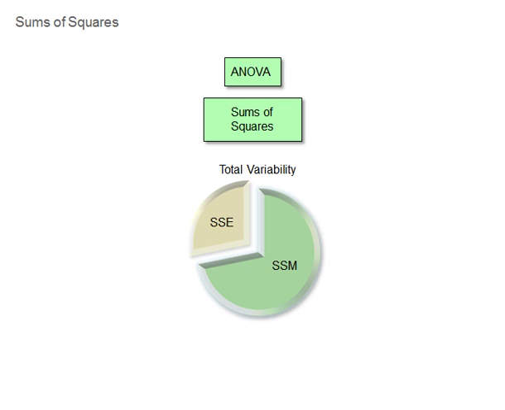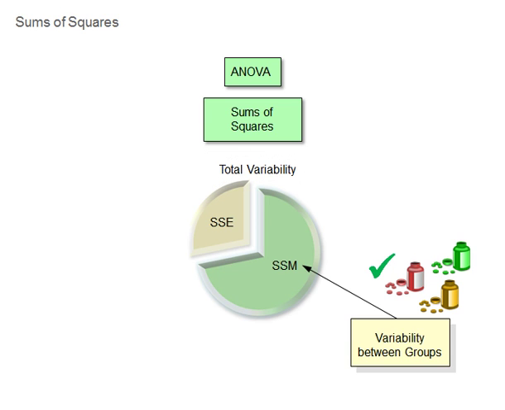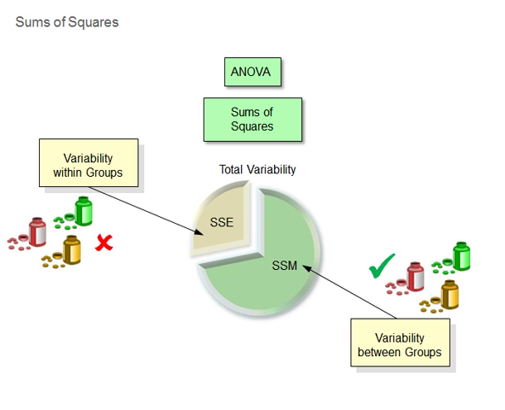This diagram shows a slightly easier way to understand the breakdown of variability in ANOVA. As you can see, SSM and SSE represent pieces of the total variability. Remember that the SSM is the variability explained by the type of medication, and the SSE is the variability not explained by the type of medication.